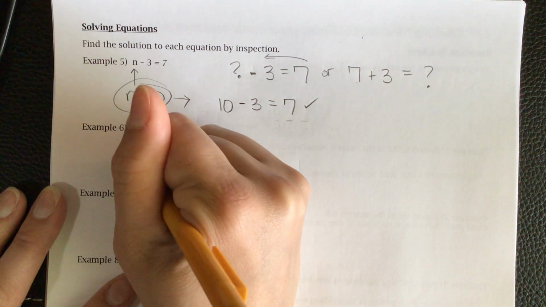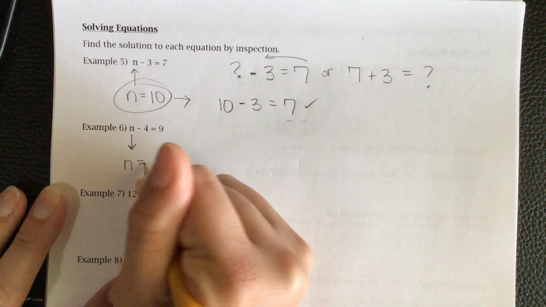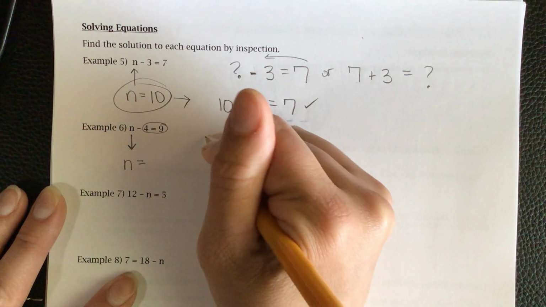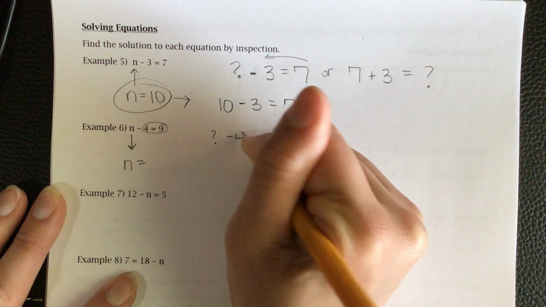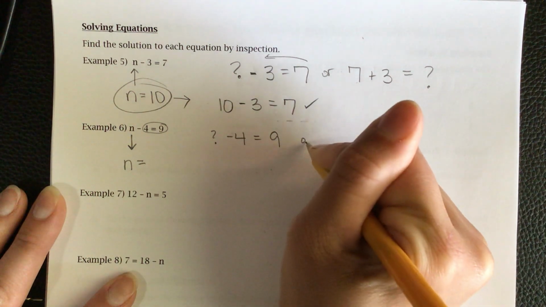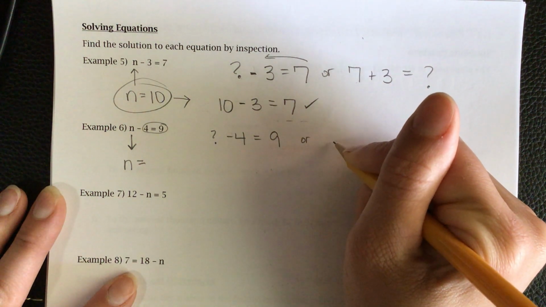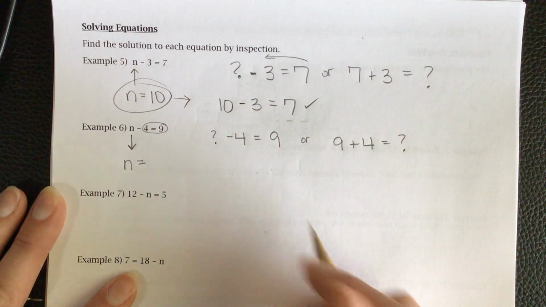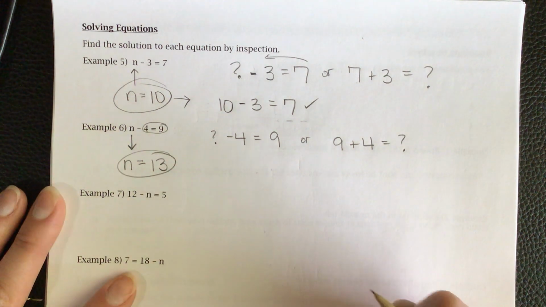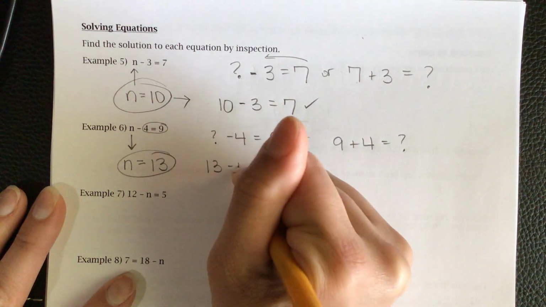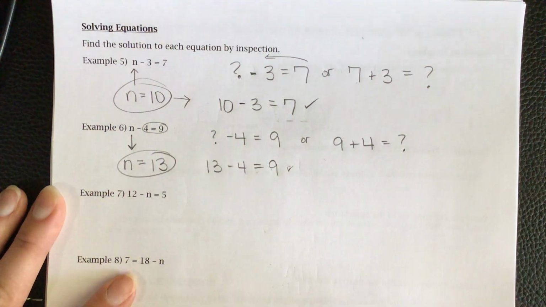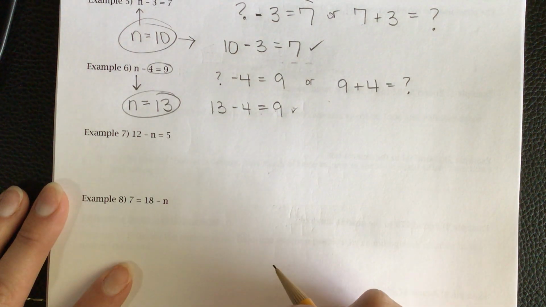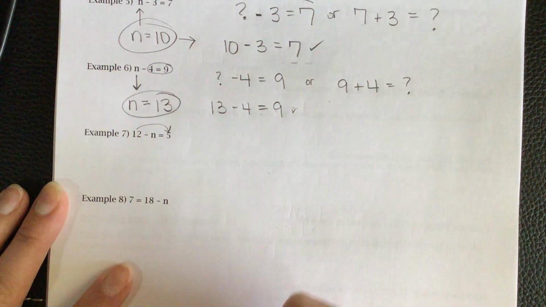Let's do that again. We are not really clear on what number n is going to be, but we can group these two numbers at the end together and think about it not as what number minus 4 is equal to 9. We could think about it as 9 plus 4 is equal to what number? And the answer is 13. So 13 take away 4 is equal to 9. We can group them however we need to group them.